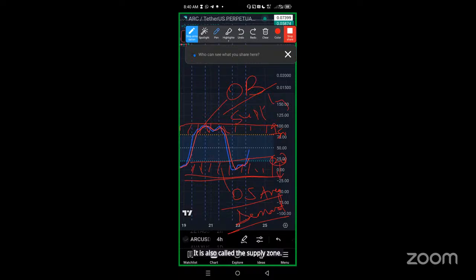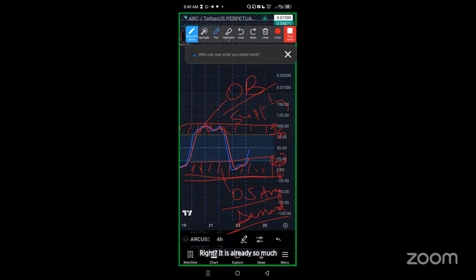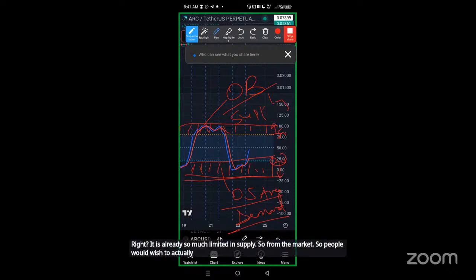All right. So meaning literally that when you see these moving averages within the supply zone, it indicates that the coin has been overbought, right? It is already so much limited in supply from the market. So people would wish to begin taking profit.